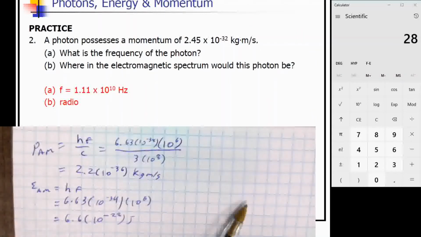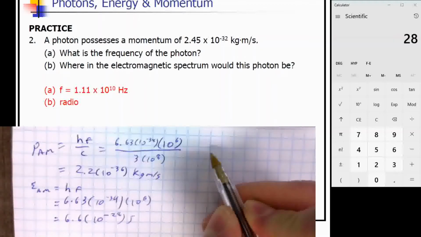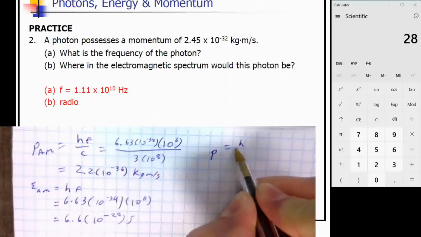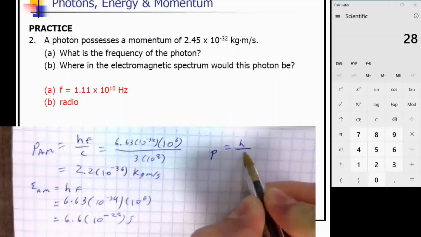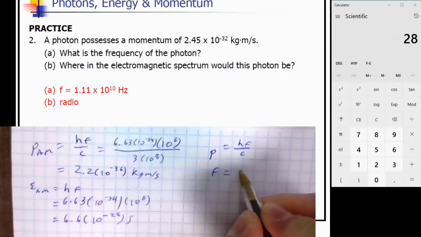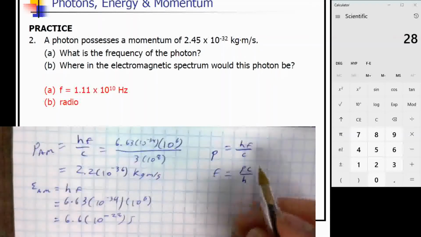Next question says a photon possesses a momentum of 2.45 times 10 to the negative 32 kilogram meters per second. What is the frequency of the photon? In this case, we know the momentum, so let's write down our momentum. It's p equals h over lambda, which is hf over c. If I need to find the frequency, this is momentum times speed of light divided by h.